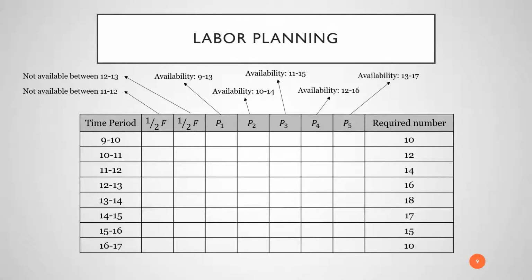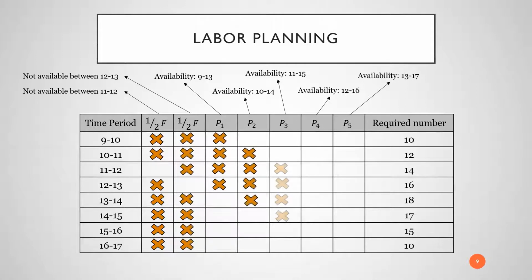We have time period 9 to 10, 10 to 11, and so on. And the first group of the full-timers are unavailable from 11 to 12. We will use cross signs, as you can see, to show whether we have access to a particular group at that period or not. And we will follow the same logic until we get the full table marked with these cross signs. And now this table will help us to develop our model.